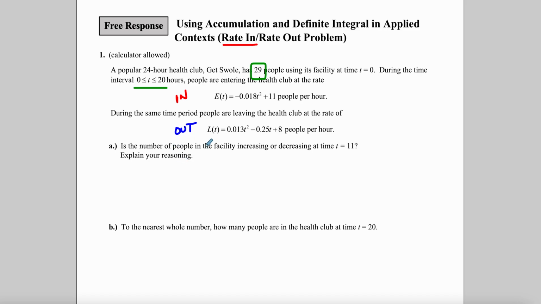It says, is the number of people in the facility increasing or decreasing at t equals 11? Now, this language is asking for derivative language. That's first derivative, first rate. These are already in first rate. So if I find out what E11 is, and then separately find out what L11 is, that will tell me everything I need to know.